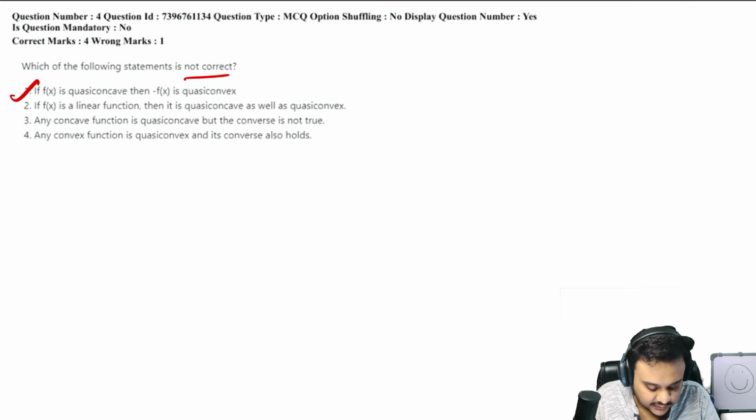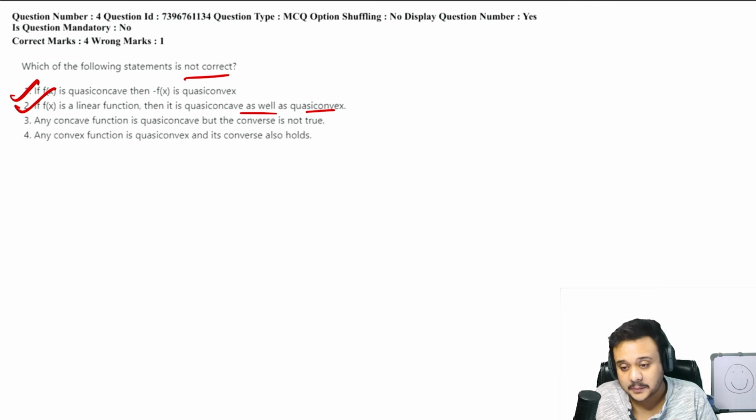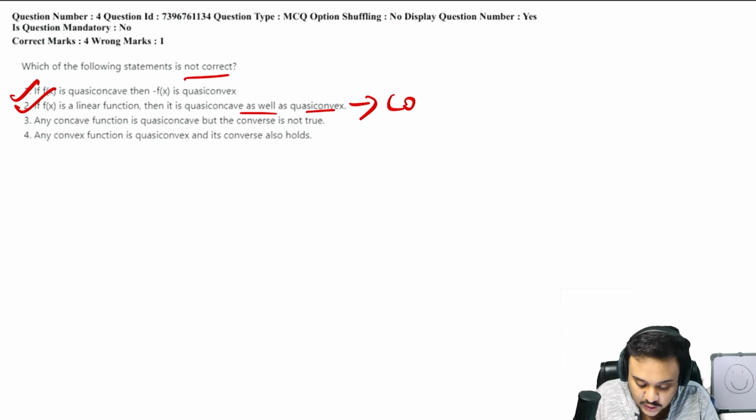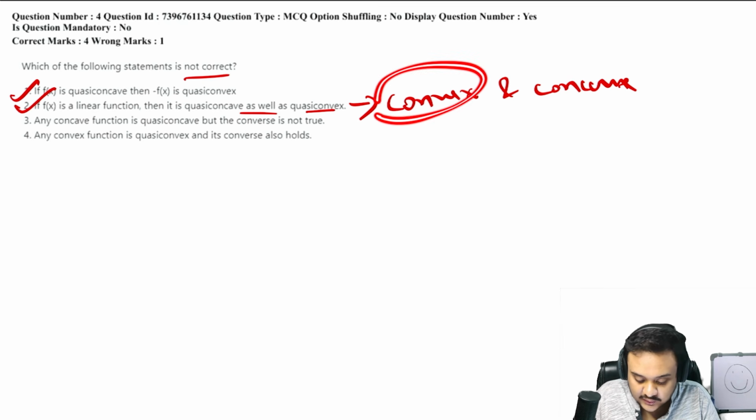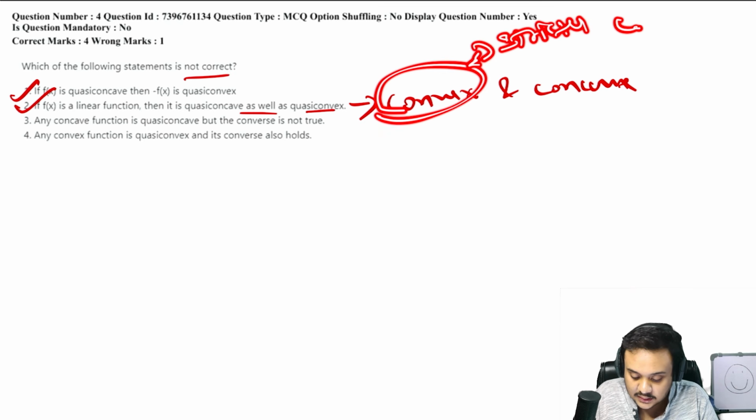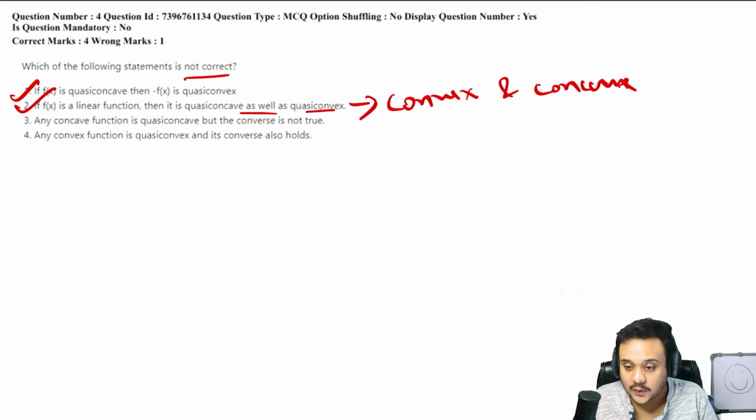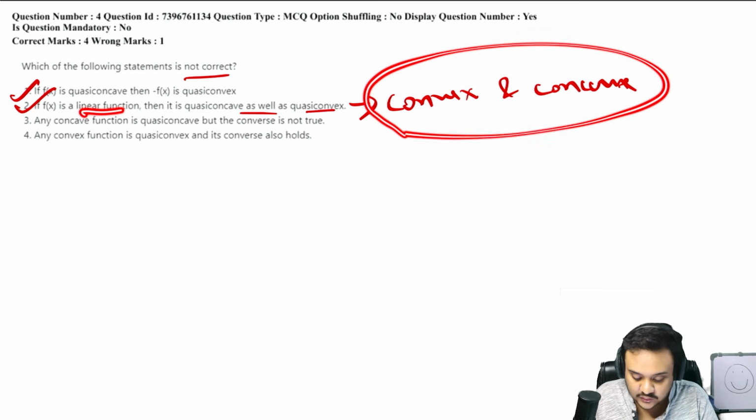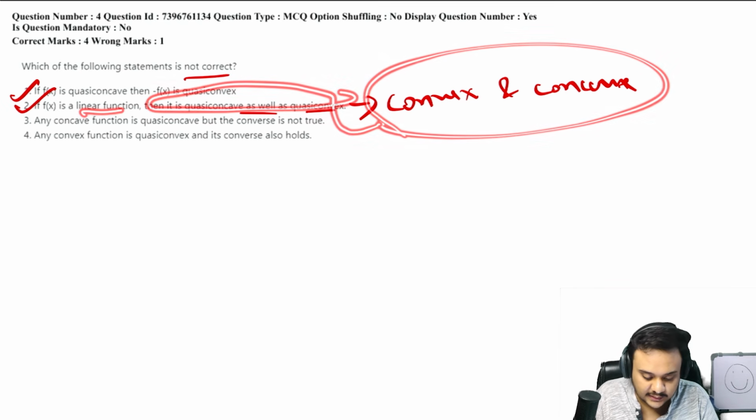Now, secondly, if fx is a linear function, then it is quasi concave as well as quasi convex. 100% true. Again, it is not just quasi concave and quasi convex, it is also convex and concave. You already know that convexity is a stricter condition than quasi convexity. Similarly, concavity is a stricter condition than quasi concavity, right? So a linear function is both of these, so obviously it is also these, right?